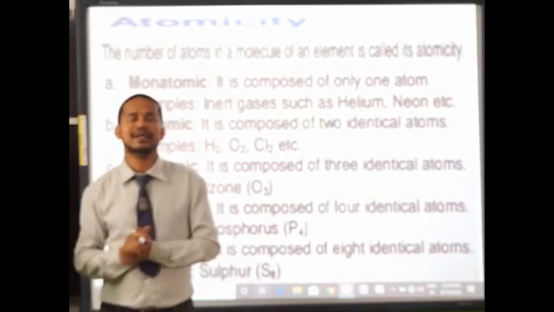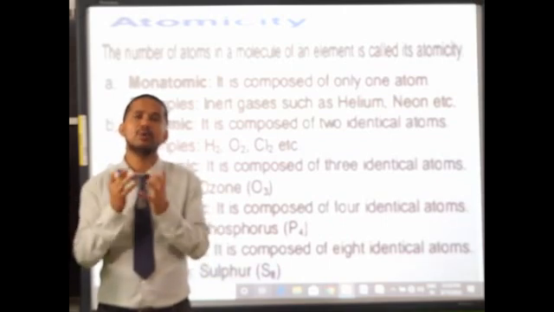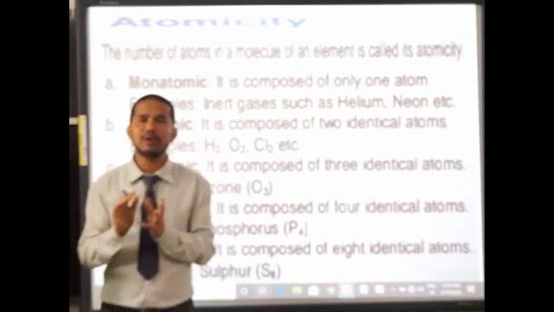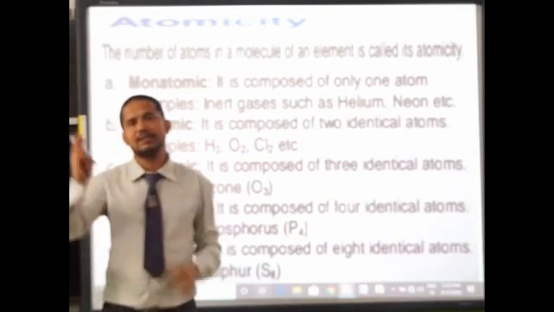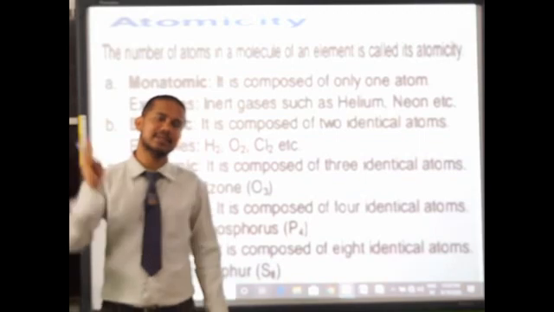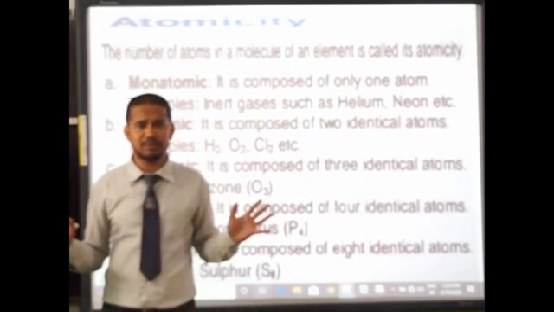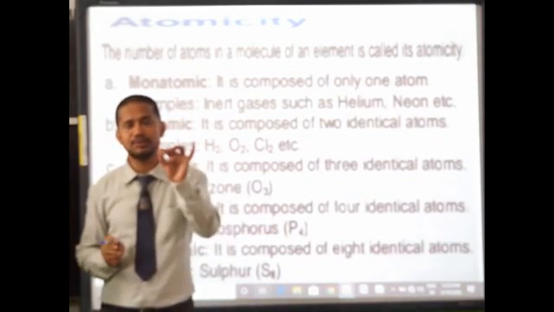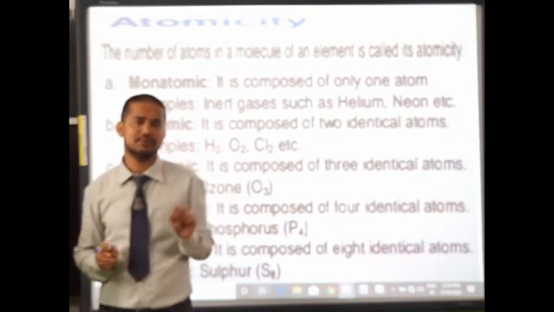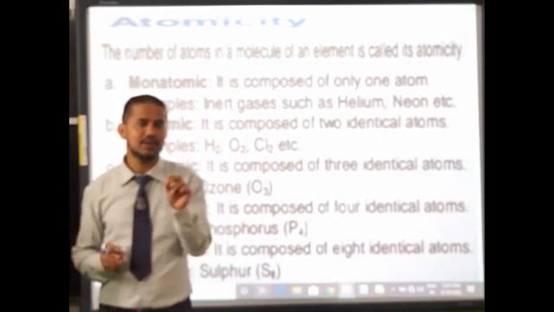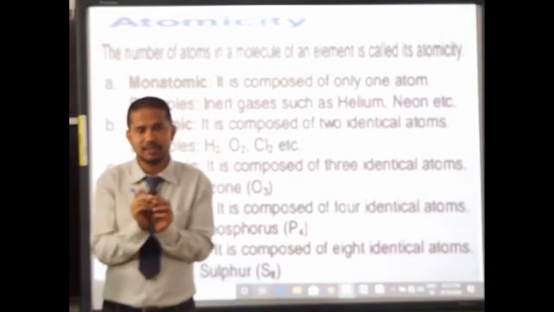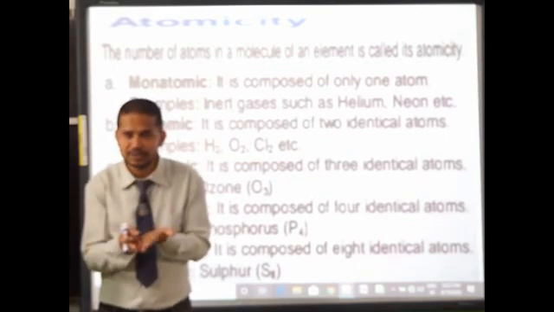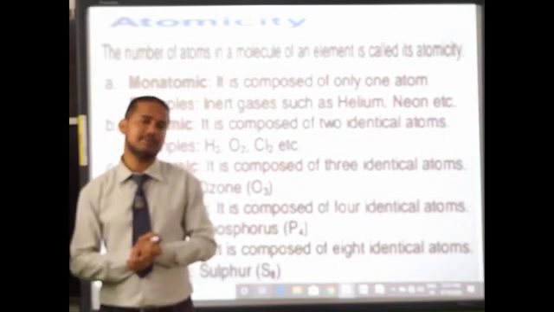Inert gases are monoatomic. All metalloids are monoatomic. So metals, noble gases, metalloids are all monoatomic. That means their molecule has only one atom. That means if you write Mg, it means one atom of magnesium as well as one molecule of magnesium.